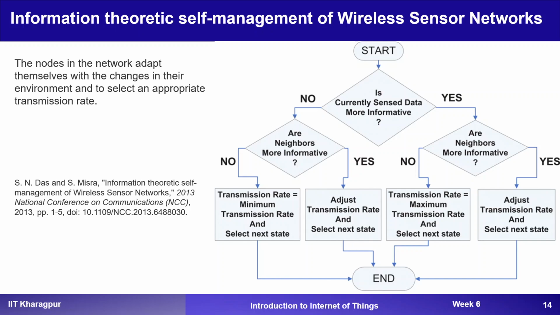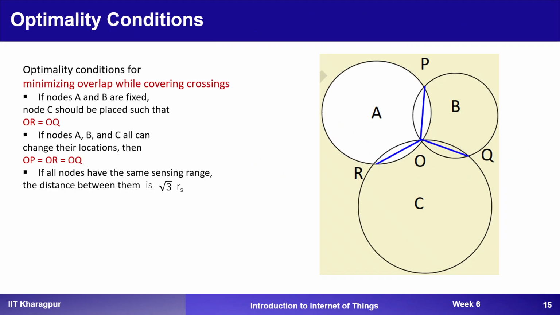Next one is optimality conditions. Optimality conditions is a topic under coverage: how to place your sensor nodes so that the whole area is covered properly. Optimality conditions tell how the sensor nodes should be placed such that there is no dead zone, no area where the signal is not present, no area that the sensor is not going to sense. And second, how to place the sensors such that we require the minimum number of sensors.